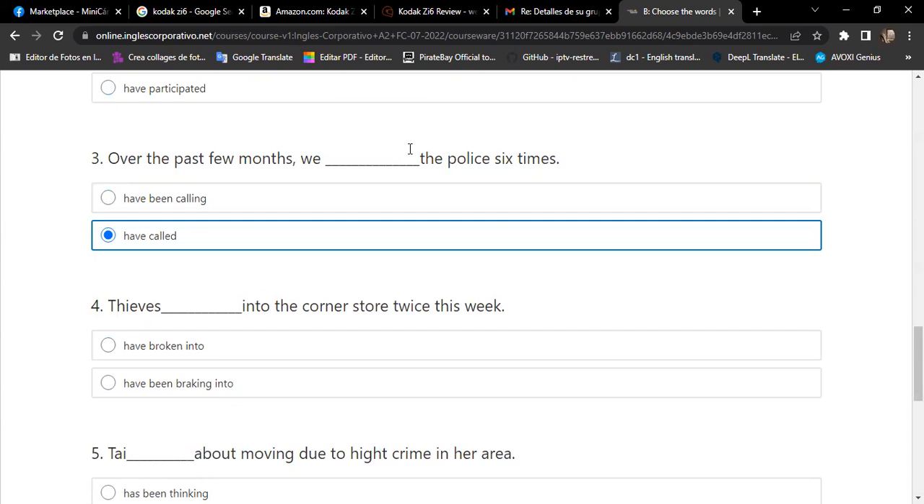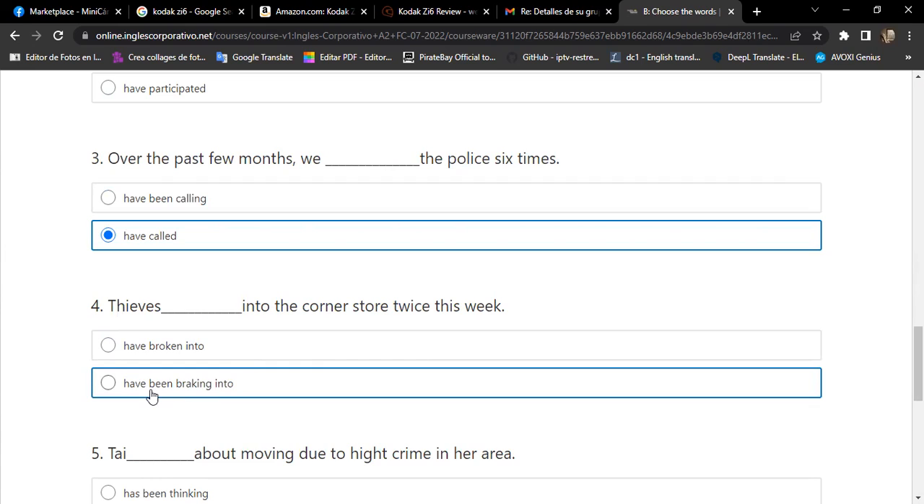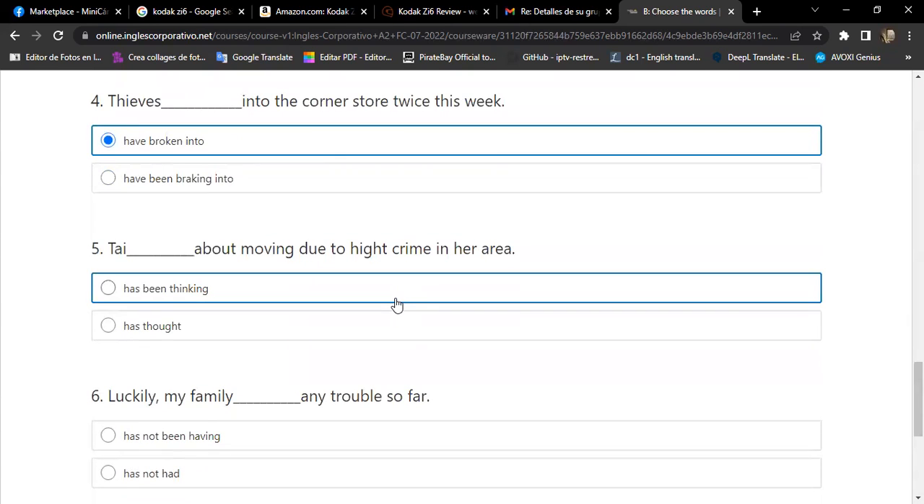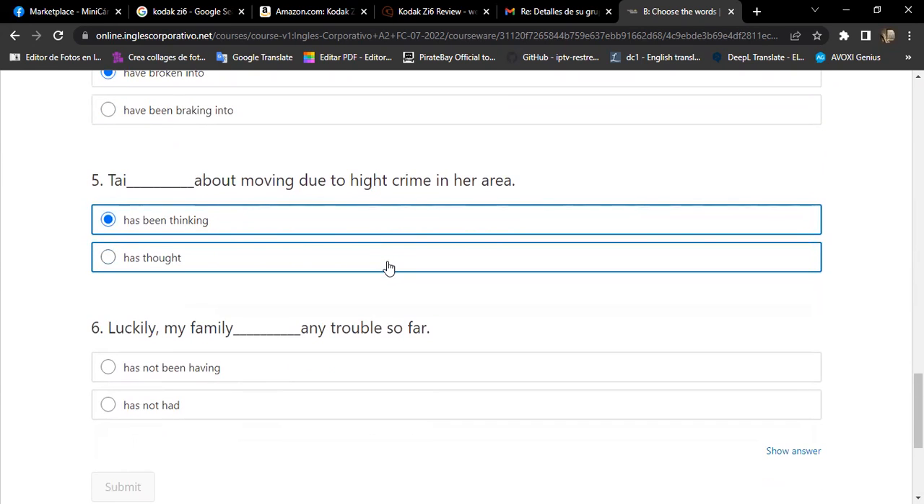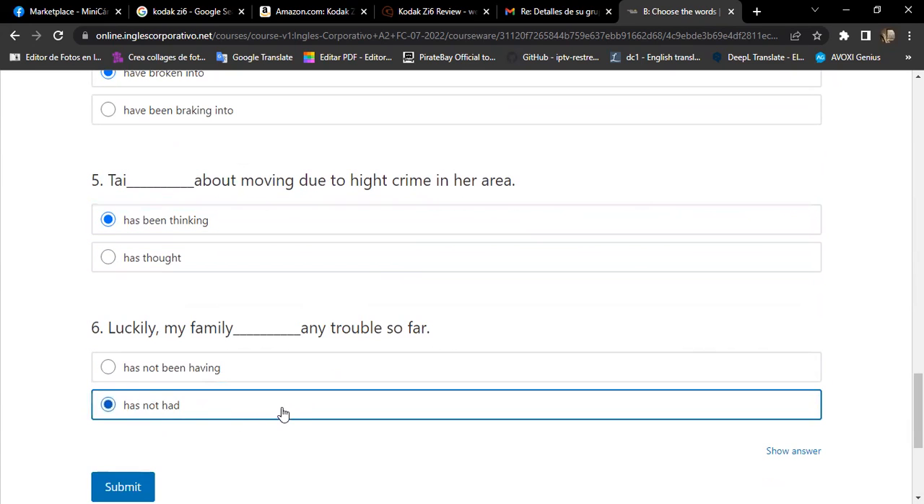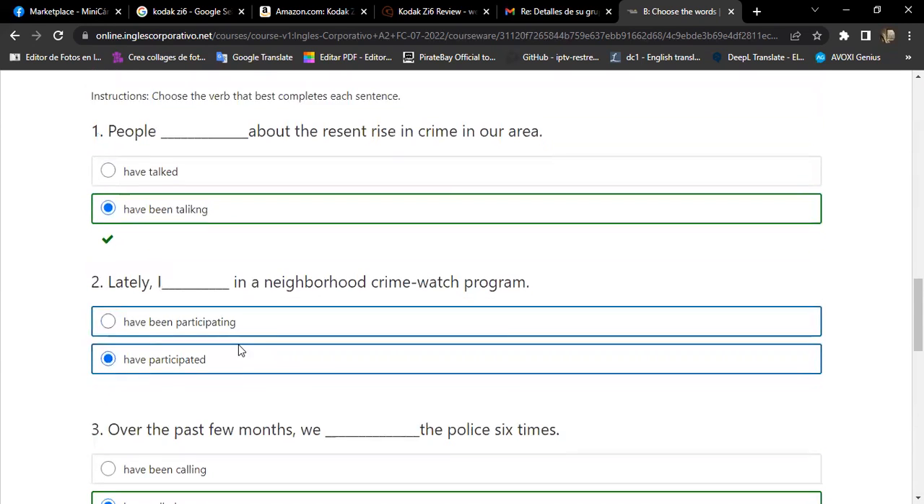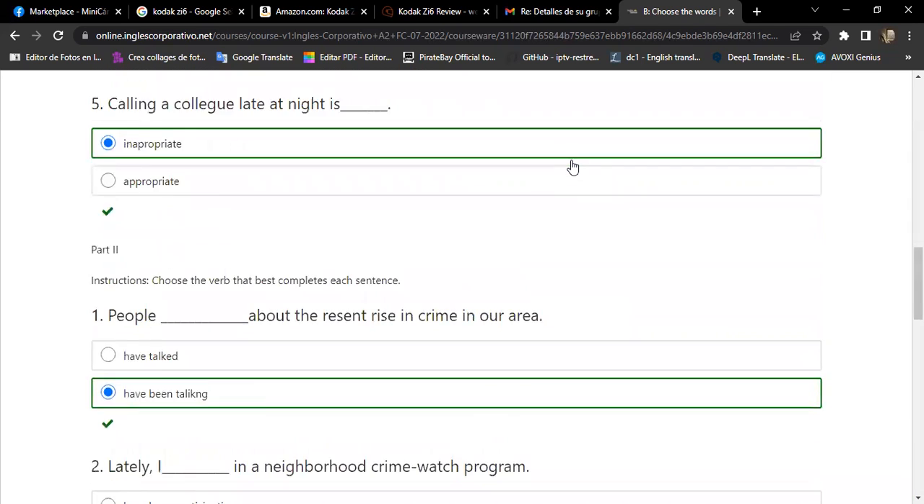Four, thieves blank into the corner store twice this week. Have broken into. Well, I would put have broken into. Thieves have broken into the corner store twice this week. Number five, Ty blanks about moving due to high crime in her area. Has been thinking. Okay. Luckily, my family blank any trouble so far. Has not. Mm-hmm. All right.